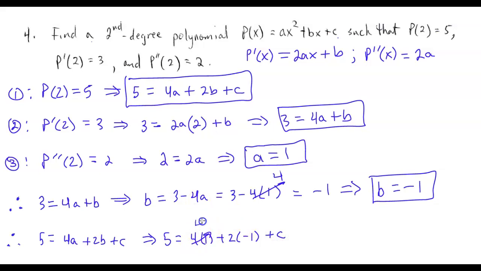So 4 times 1 is 4. 2 times a negative 1 is negative 2. And of course, 4 minus 2 is 2. And you can easily see from that that c ends up equaling 3.